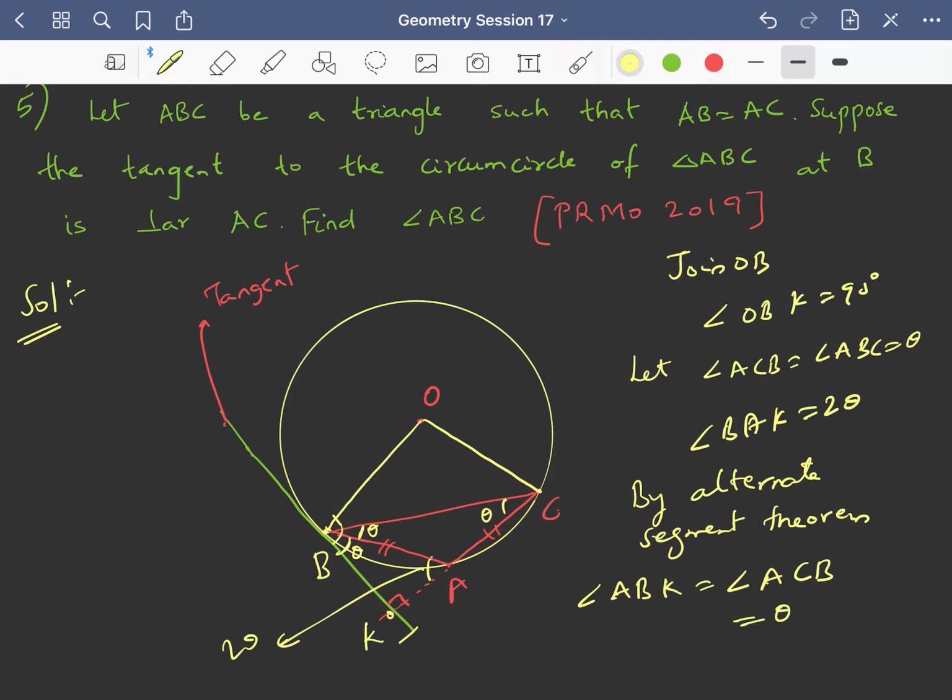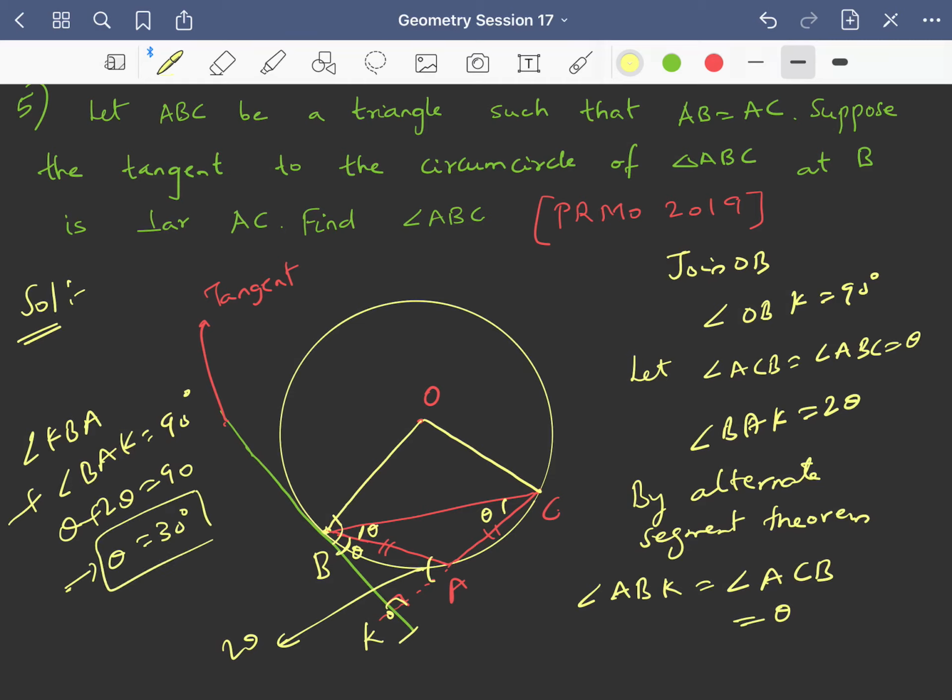So this angle is theta and this angle is 2 theta. Now clearly angle KBA plus angle BAK should be 90, because this is a right angle triangle. So theta plus 2 theta is 90, which simply implies that theta is equal to 30 degrees. So the required angle, angle ABC, is nothing but 30 degrees.